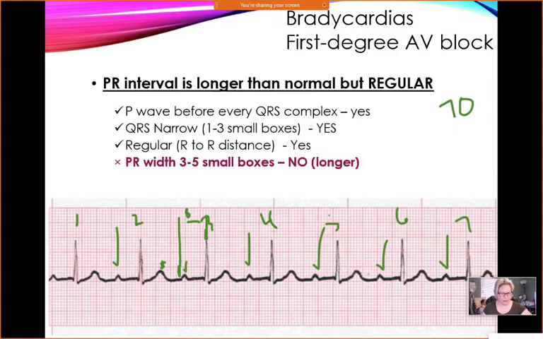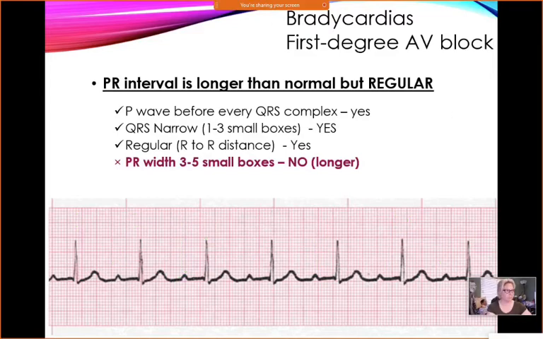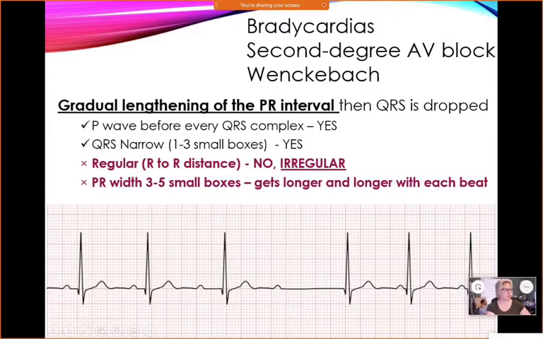We will talk about how to treat each one, because all the bradys are treated exactly the same. Here is a second degree. There are two second degree blocks, a type 1 and a type 2. Second degree blocks are where the PR interval gets longer and longer and longer until it drops a QRS.